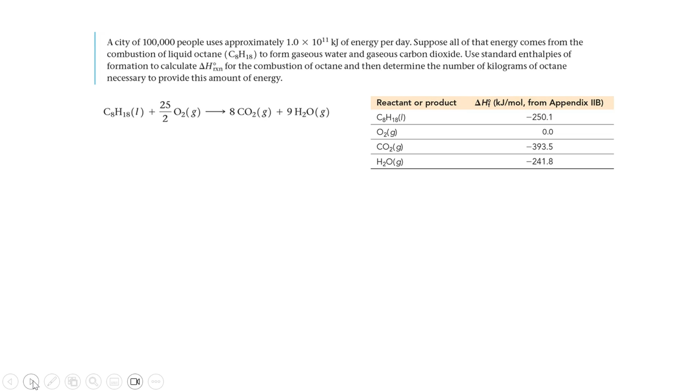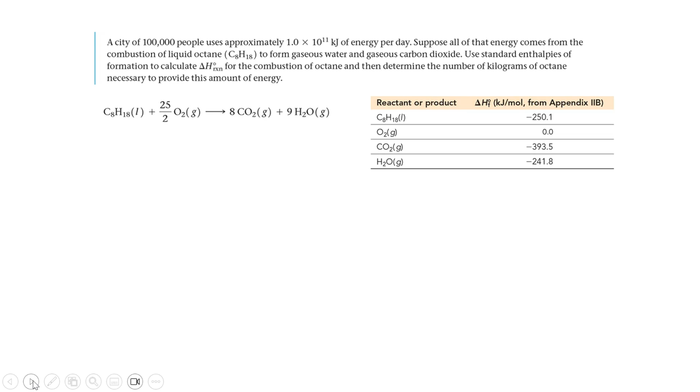Okay, let's do one more practice problem before we're done. Let's just read the problem. It says, a city of 100,000 people uses approximately 1.0 times 10 to the 11 kilojoules of energy per day. Suppose all of that energy comes from the combustion of liquid octane to form gaseous water and gaseous carbon dioxide. So we're burning some fuel. It's a lot of fuel. Use standard enthalpies of formation to calculate delta H of the reaction for the combustion of octane, and then determine the number of kilograms of octane necessary to provide this amount of energy.